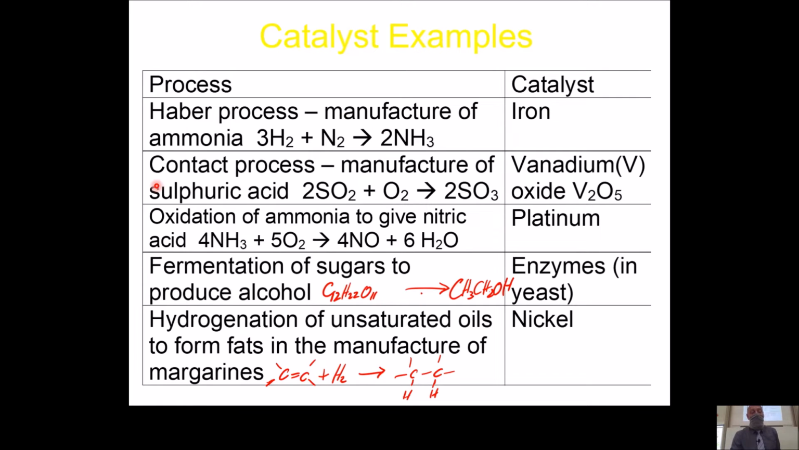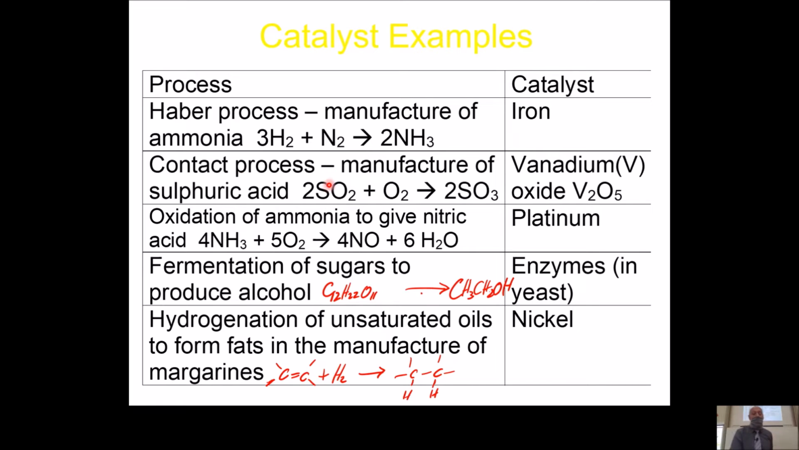Another important one is the contact process. You will learn more details about these processes when we do chemical industry, and you'll remember that it'll come back to you. The contact process is the process to make sulfuric acid. I don't know if you realize how important sulfuric acid is. You can estimate a country's wealth by finding out how much sulfuric acid they use. If a country is using a lot of sulfuric acid, it's an extremely well-developed country, because it's massively important in industry for all sorts of things.